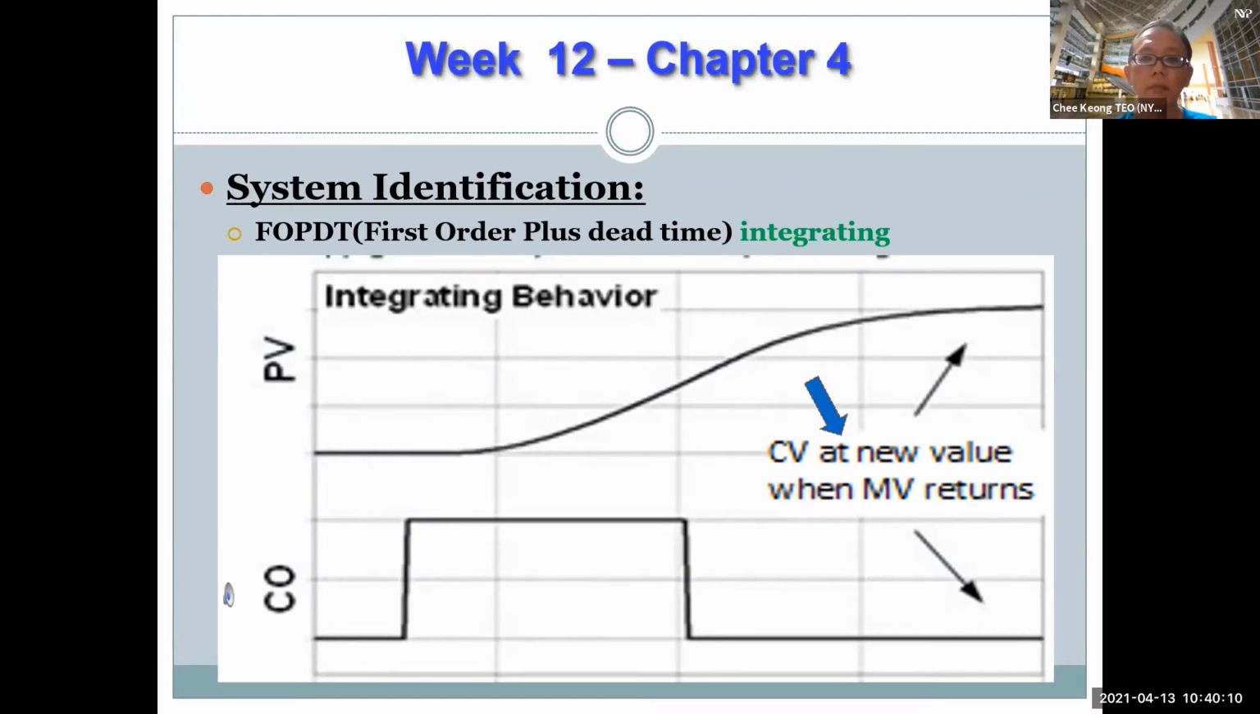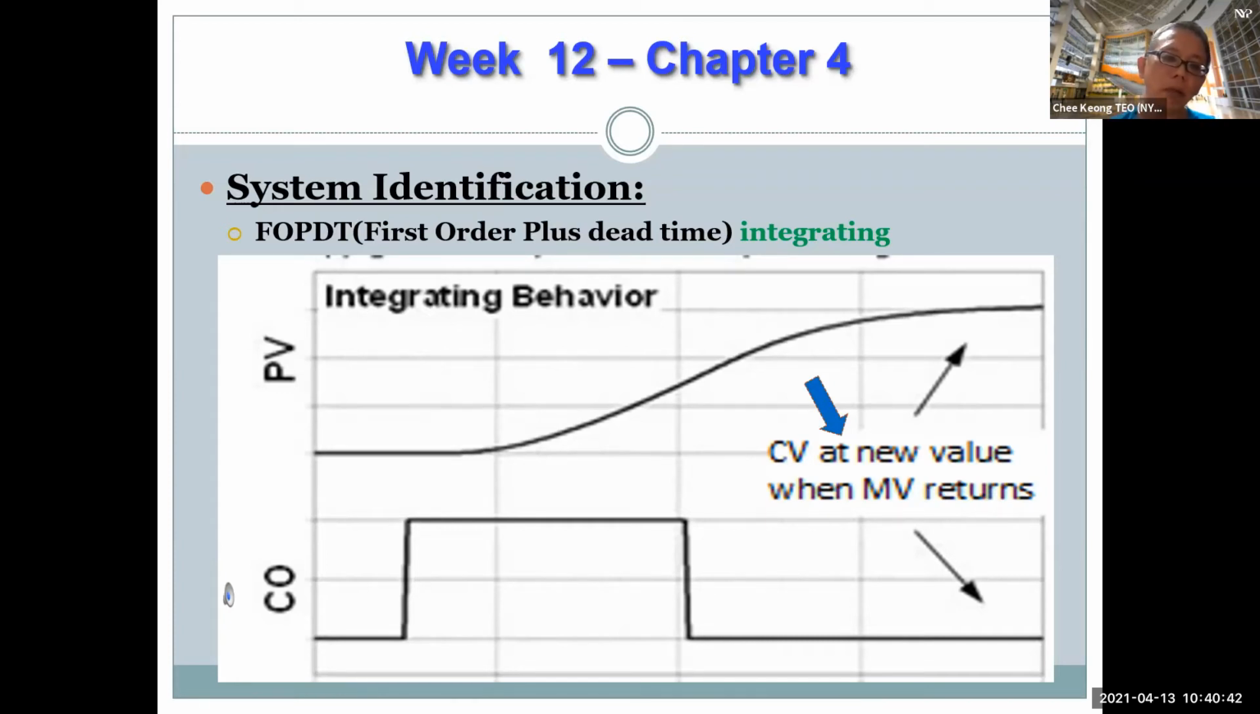As mentioned before, PV will not follow the steady states of CO. Here we see CO going up then down. However, PV only goes up and gets stuck at high. That is why we call it integrating. Output PV is like summing up everything under the curve, and hence it will not come down and follow CO. So now this is the second system. Again, it's first order plus dead time, but now instead of self-regulating, we call it integrating.